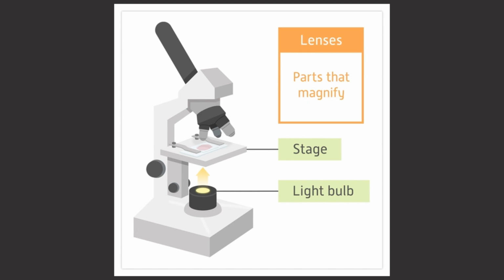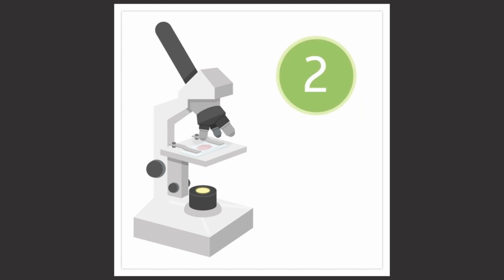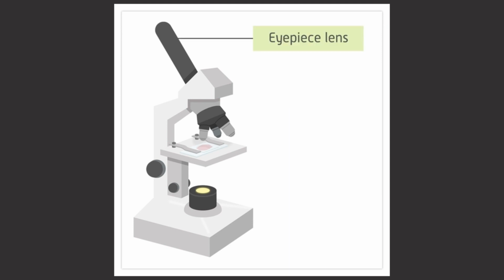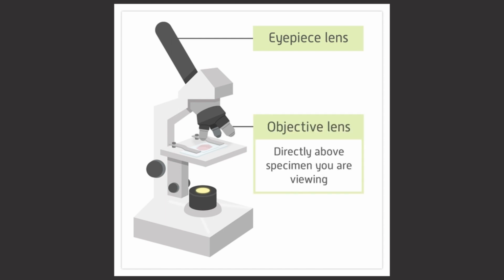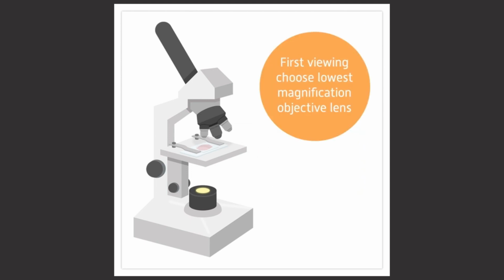The parts of the microscope that magnify are called the lenses. The kinds of microscopes found at school will have two different lenses. These are the eyepiece lens, which is found at the top and is what you look through, and the objective lens, which is placed directly above the specimen you're viewing. Most light microscopes will have a choice of 3 different objective lenses that have different magnifications. When you first view an object, you should choose the lowest magnification objective lens.